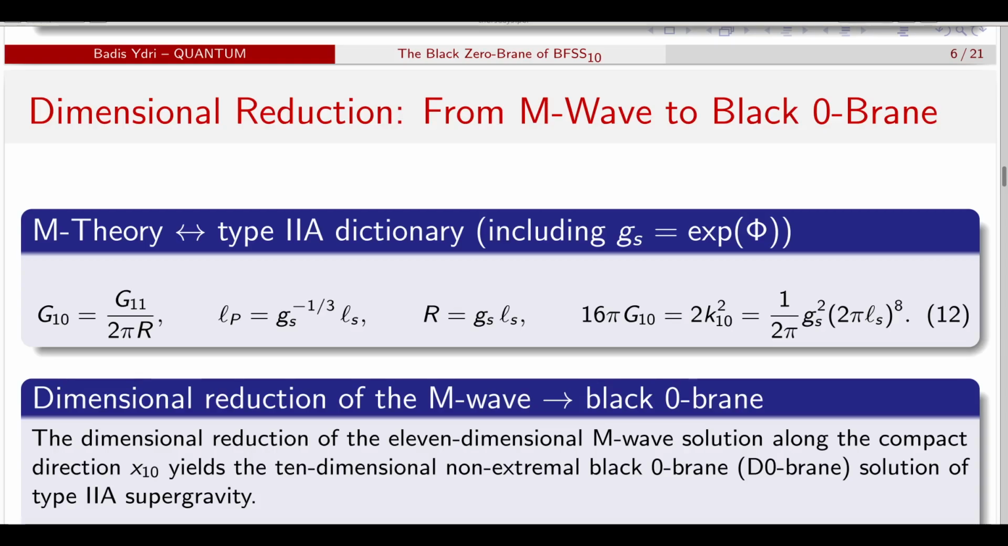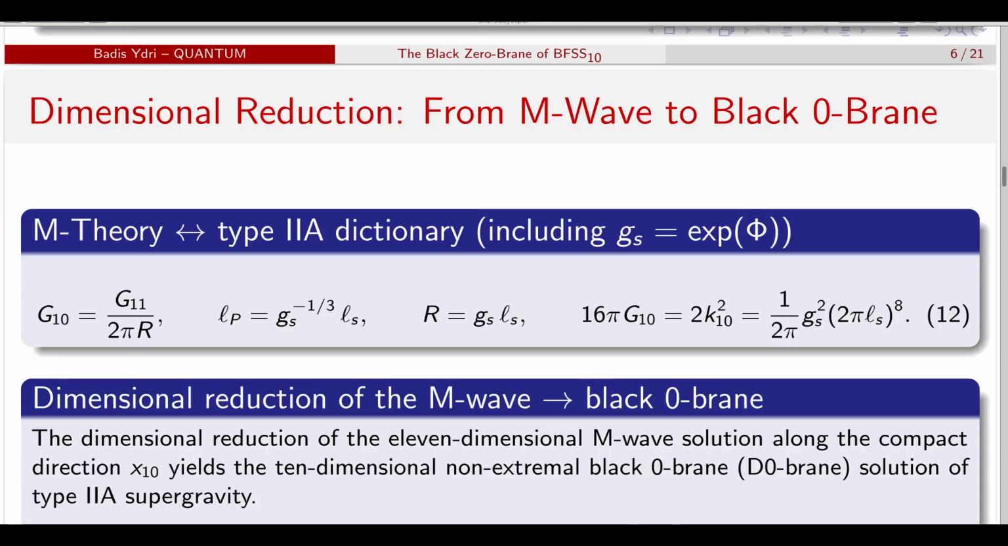The Planck length Lp and the string length Ls are connected through the coupling Gs, according to Lp equals Gs to the power minus 1/3 times Ls, and the circle radius is r equals Gs times Ls. These relations establish how all physical quantities in type 2A theory inherit their scale from M theory.